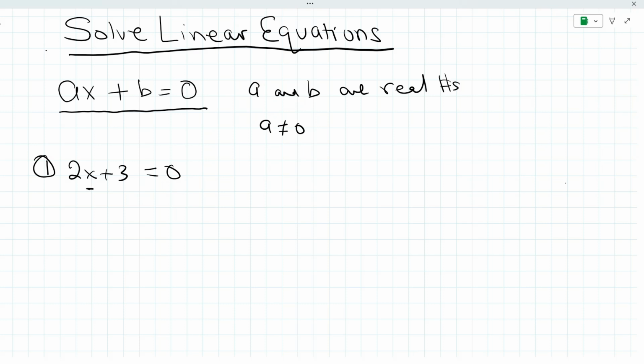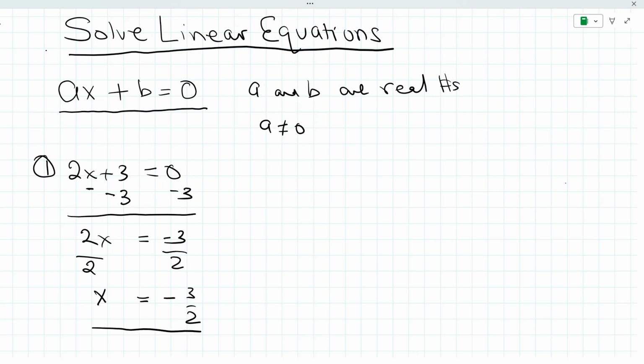So here we'll start off by subtracting 3 from both sides. We'll be left with the 2x here, which will equal to 0 minus 3, which will be minus 3. And then next, we'll have to divide each side by 2, because once we divide 2x by 2, we will have isolated x, and we will only have x equal to minus 3 over 2. And that would be our answer.